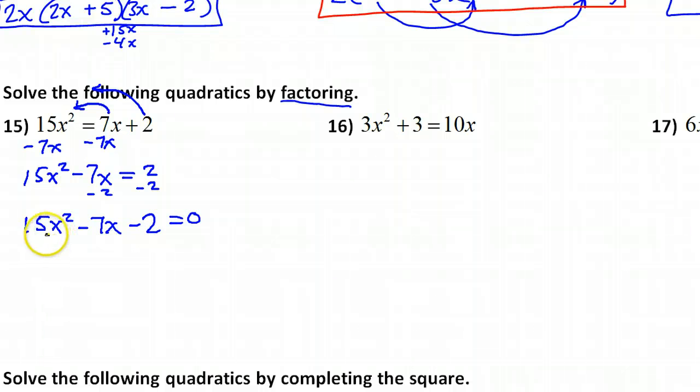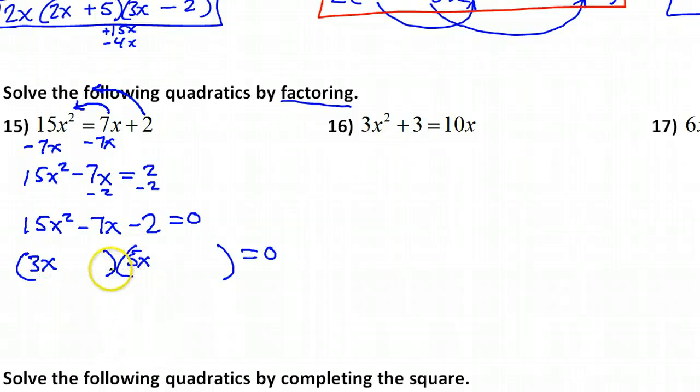Now I factor. I look for the common factor. There's not one. So I will go ahead and do my binomial times binomial thing. Looking at the 15, that's probably going to be 3x times 5x. Could be 15 and 1, but I'm betting on 3x and 5x. Then I'm looking at the 2. Well, that can only be 1 times 2, but the order matters, so if this doesn't work, I'll do 2 times 1. Now, the inner plus the outer must equal the middle.